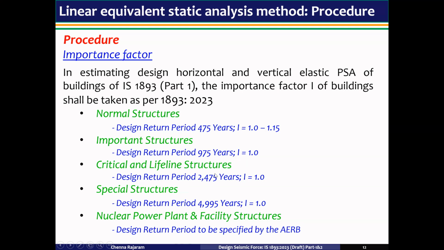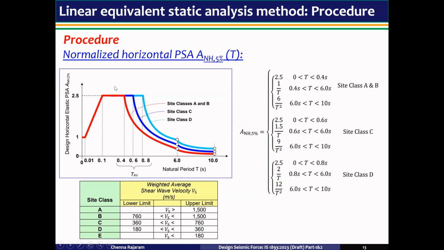For critical lifeline structures, the design return period is 2475 years, I is equal to 1. For special structures, the design return period is 4995 years, the importance factor I is equal to 1. For nuclear power plants and facility structures, the return period is to be specified as per AERB, that is Atomic Energy Regulation Board.